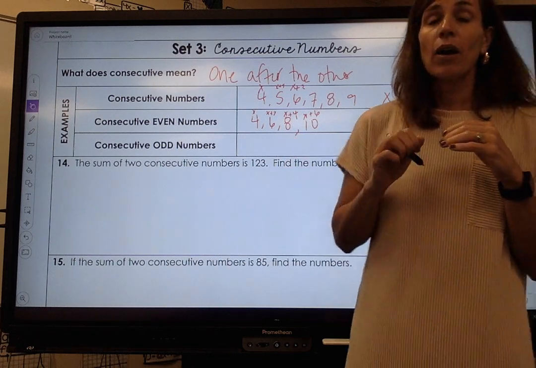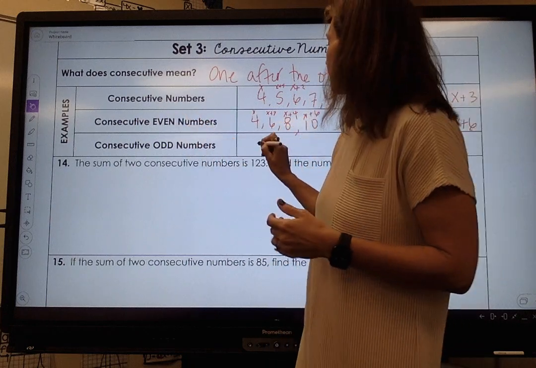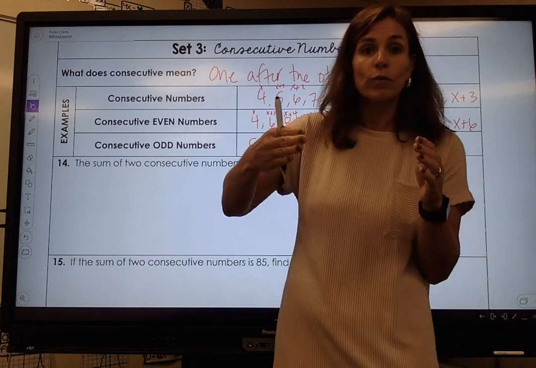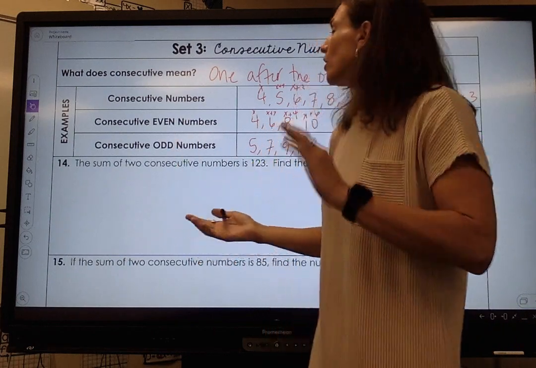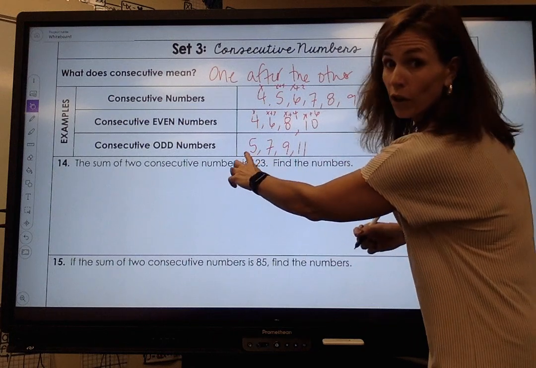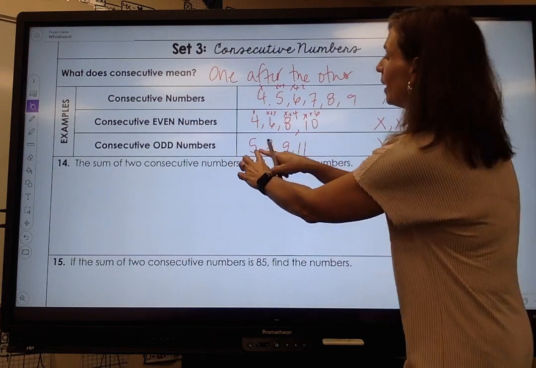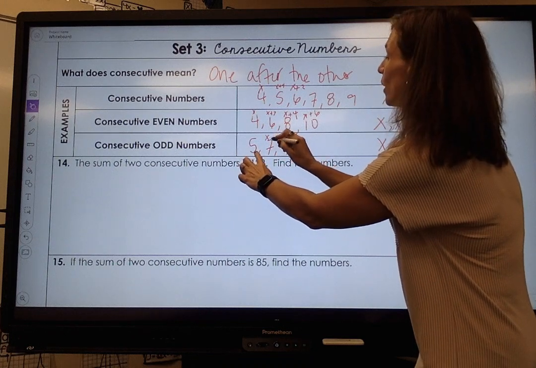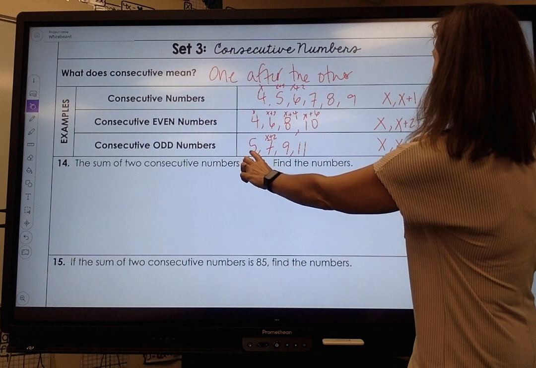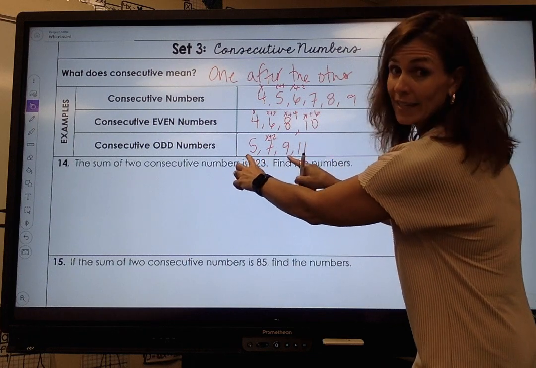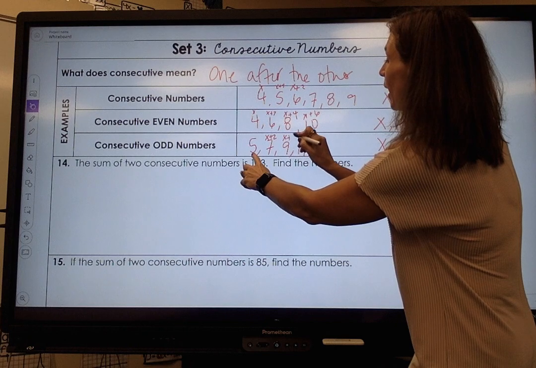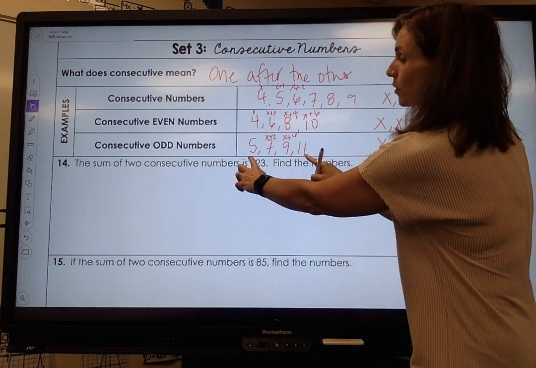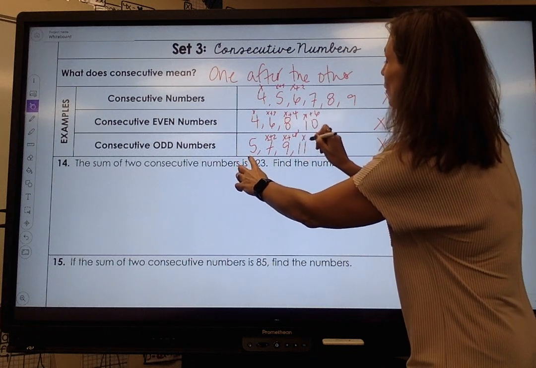Okay. Now, consecutive odd numbers. What does that mean? It means like 5, 7, 9, 11. It's the same thing, one right after the next, just odd numbers. So let's say you don't know your original. We're going to call the original x. How do you get from your original 5 to 7? You took your original and you added 2 to it. So the next one is x plus 2. How do you get to 9? You take your original and you add 4. So it's going to be x plus 4. And how did you get to 11? You take your original and you add 6.